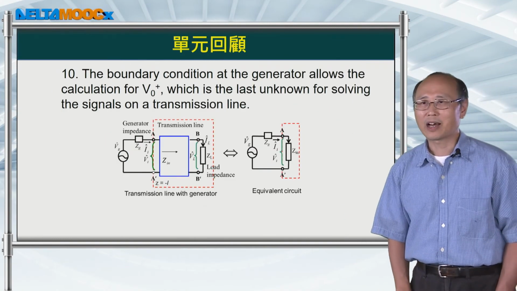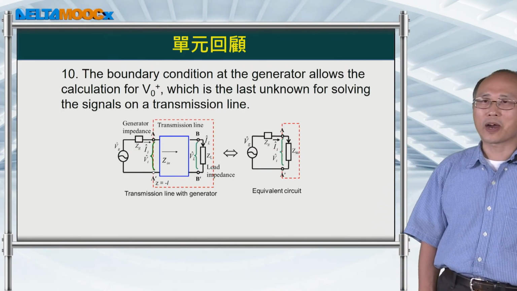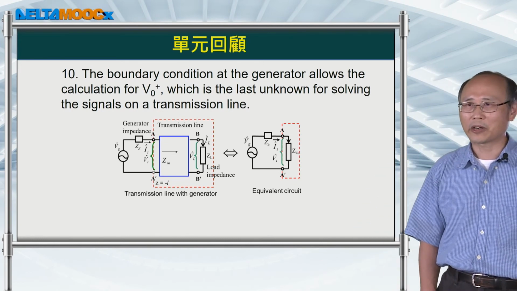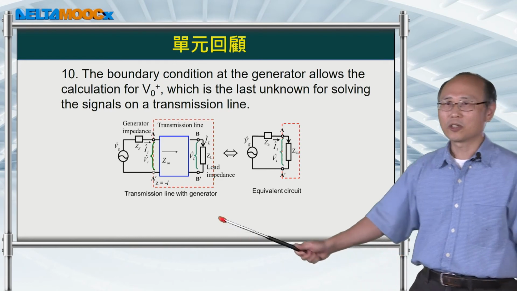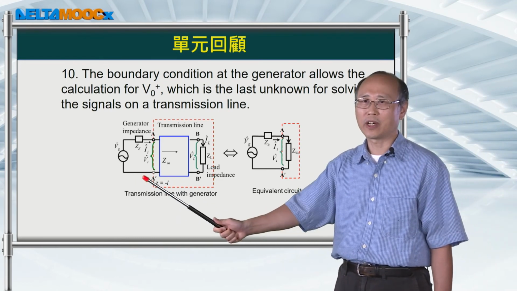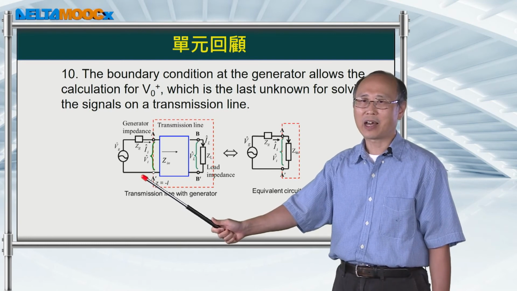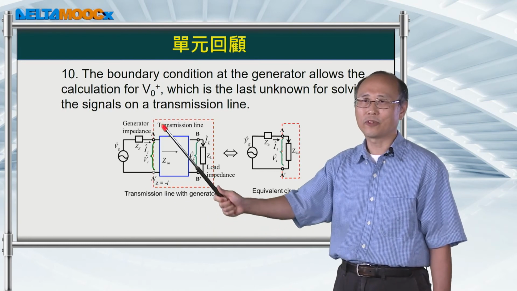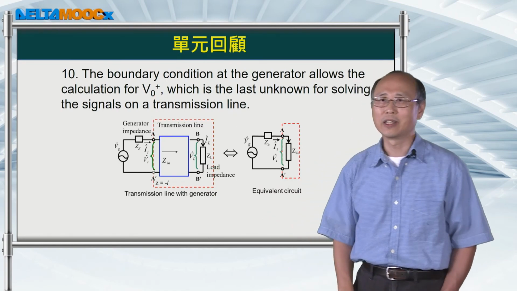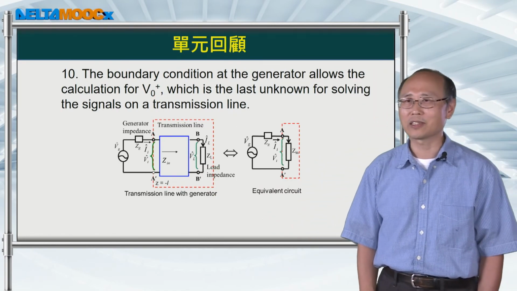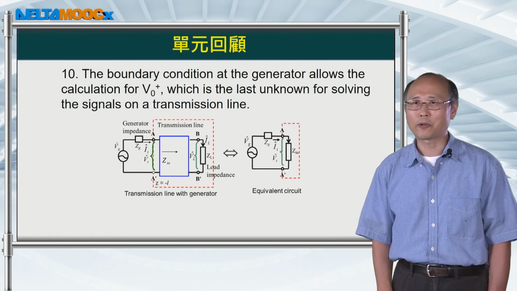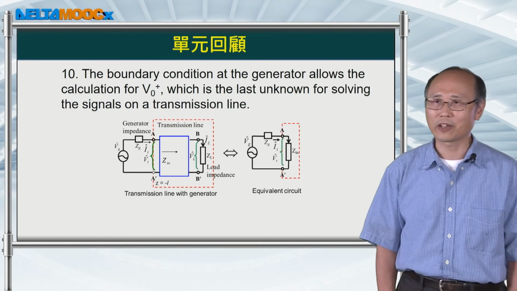Finally, we want to know everything about the transmission line, all the signals in the forward direction and backward direction. So we added the generator circuit to the transmission line. This provides the last boundary condition for you to calculate the voltage in the forward direction. So this completes the analysis of the transmission line. These are the key points I want to remind you of before I close this lecture.